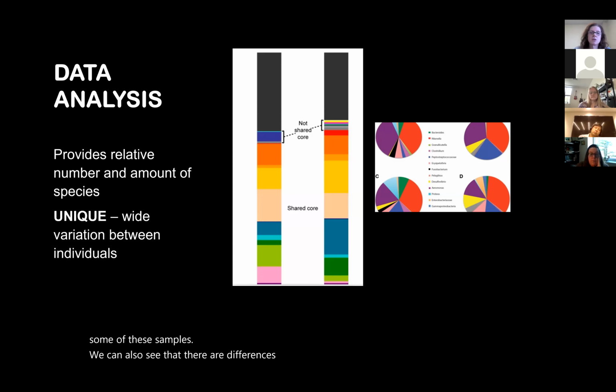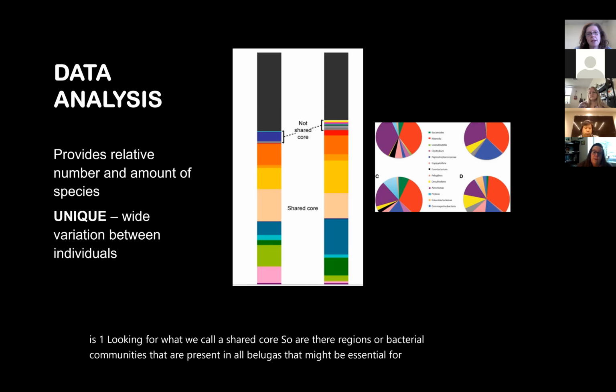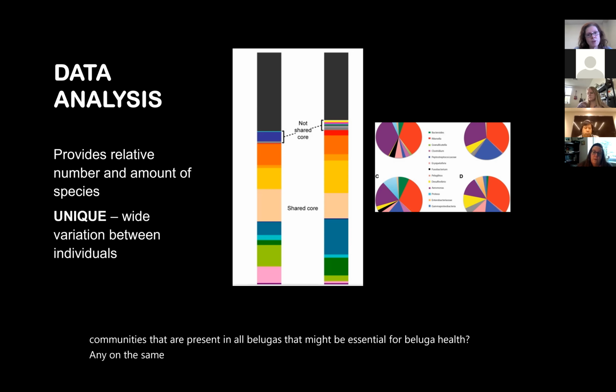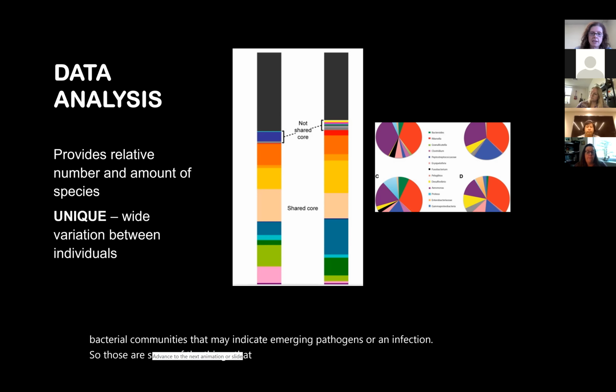Now, what we're really interested in in our lab is, one, looking for what we call a shared core. So are there regions or bacterial communities that are present in all belugas that might be essential for beluga health? And on the same turn, we're also looking for different or unusual patterns in the bacterial communities that may indicate emerging pathogens or an infection. So those are some of the things that we are interested in.